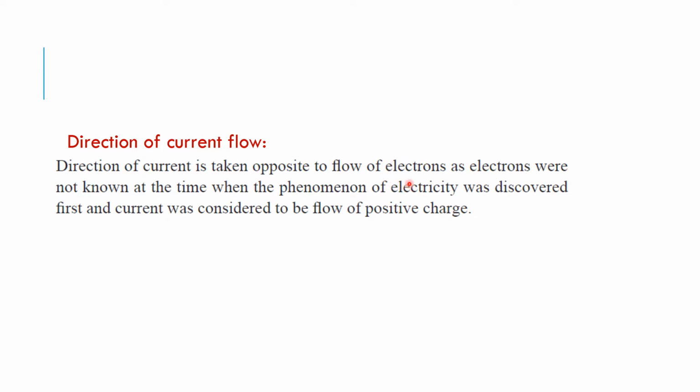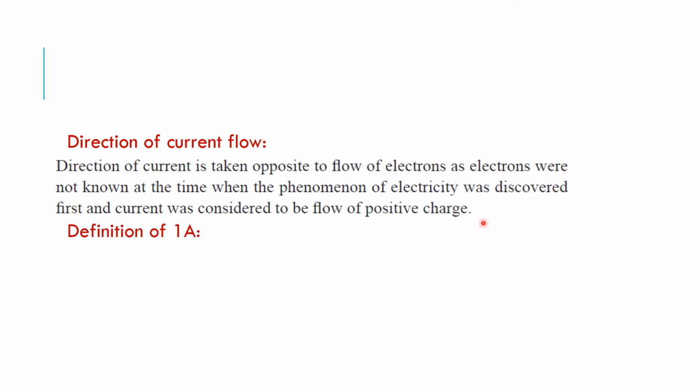What are these charge carriers? So it was believed that electricity is due to positively charged particles. Accordingly, the direction is also taken. Then later electrons were discovered, but still the direction is considered to be opposite to the flow of electrons. So this is how the current flow direction is. The current was considered to be flow of positive charge. So always current flow direction is from positive to negative.